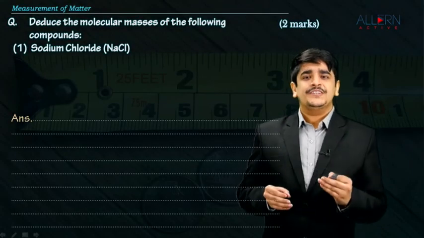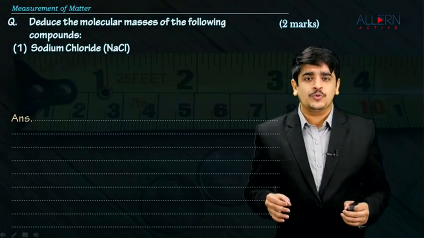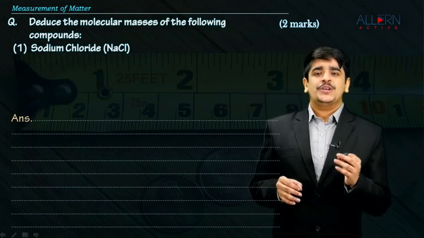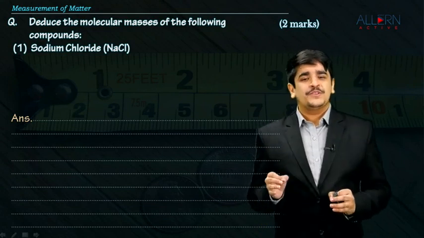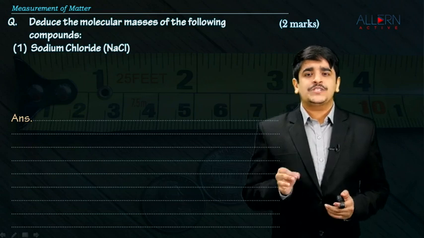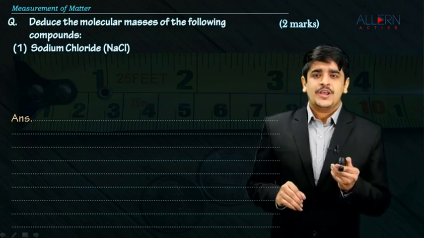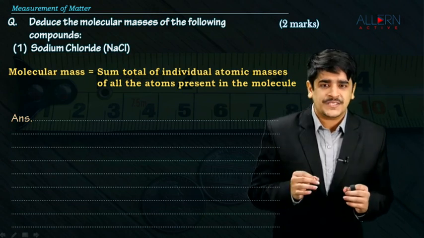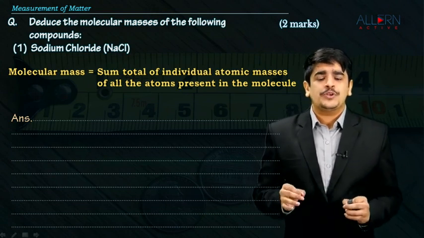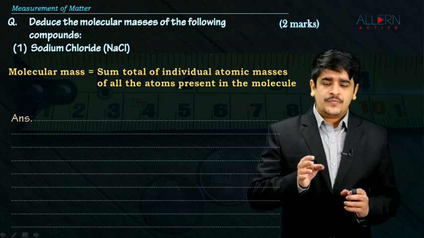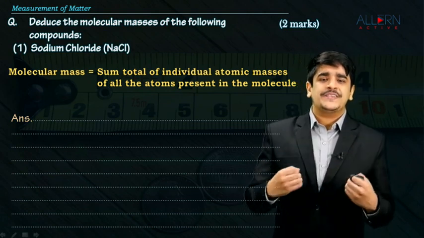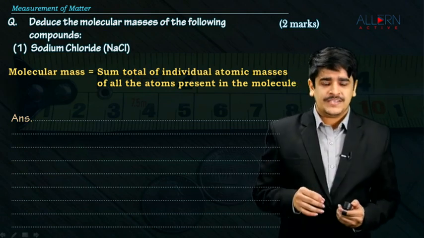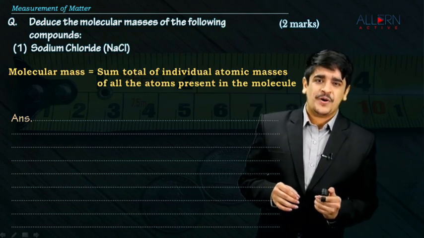Now, in this particular question, we are going to find out the molecular mass of the following compounds. The first one is relatively easy. We are going to start with something called sodium chloride. Now, as far as sodium chloride is considered, we know that the molecular mass of any substance is what? It is the sum total of the individual atomic masses of all the atoms which are present in a molecule of that particular substance. We already know the chemical formula for sodium chloride.